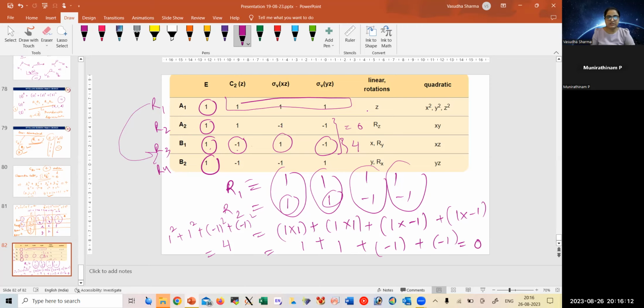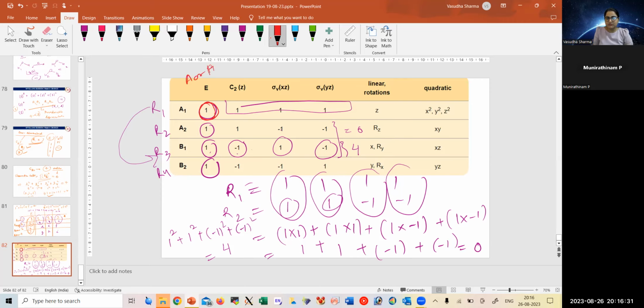The main take home message right now is not to understand the character table. The main point that I wanted to highlight is that when the dimension, the value under E, the identity element, is 1, that will give you A or B. That is the sign of the representation. Whether it is A or B will come from your C2(z). This is your principal axis. If it is plus 1, then it is A. If it is minus 1, that is B.